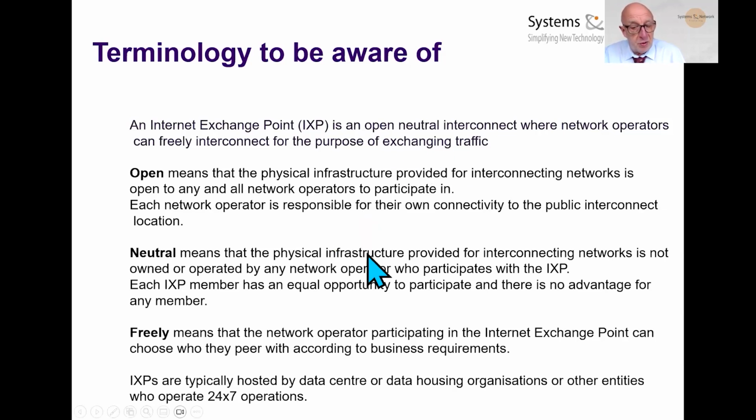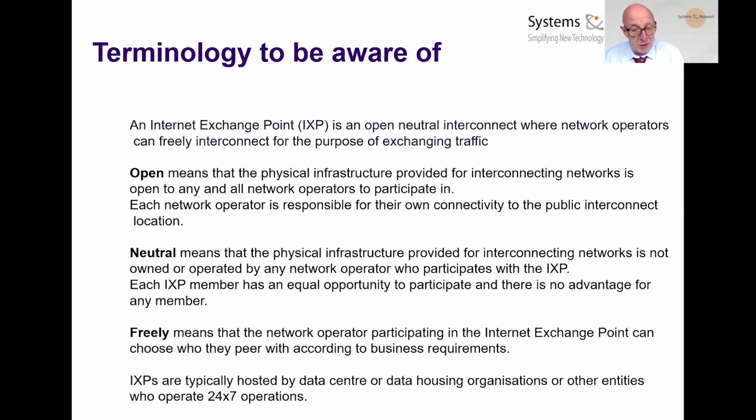Neutral means that the physical infrastructure provided for interconnected networks is not owned or operated by any one network operator. Each member has an equal opportunity to participate, and nobody has an advantage. So that's open, neutral. Freely means the network operator participating in the IXP arrangement can choose who they want to peer with according to their business requirements. So that sounds pretty open and pretty free to me.